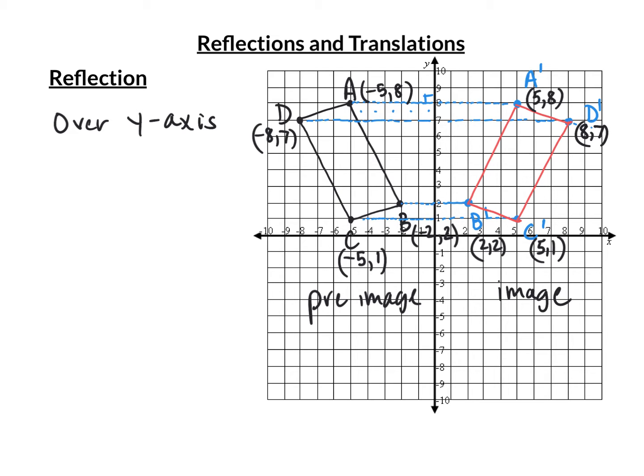Take a look at the points again. Notice how (-5, 8) becomes (5, 8). That's A. B, (-2, 2) becomes (2, 2). C, (-5, 1) becomes (5, 1). And D, (-8, 7) becomes (8, 7). We could write this transformation, a reflection over the y-axis, as every point (x, y) ends up being sent to (-x, y). In other words, the only thing I need to do to a point is make x the opposite and keep y the same.